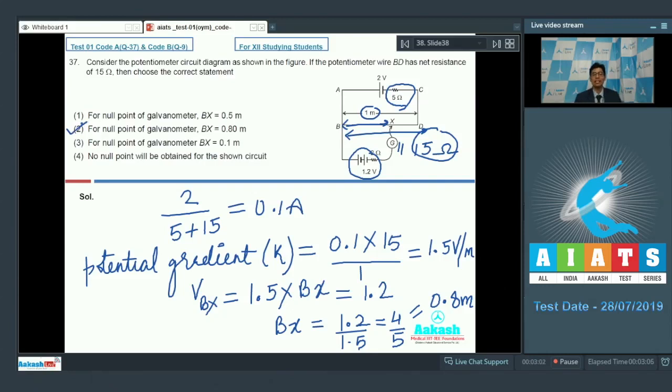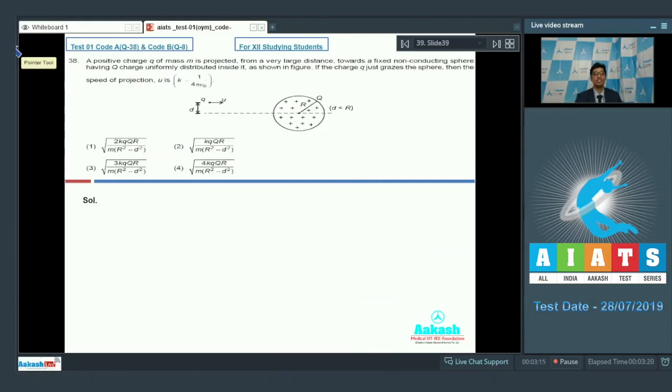Now dear students, let us proceed to the next question, which is question number 38. Dear students, question number 38 says that a positive charge small q of mass small m is projected from a very large distance towards a fixed non-conducting sphere having charge capital Q, charge uniformly distributed inside it, as shown in the figure. The charge small q just grazes the sphere, then the speed of projection u is.